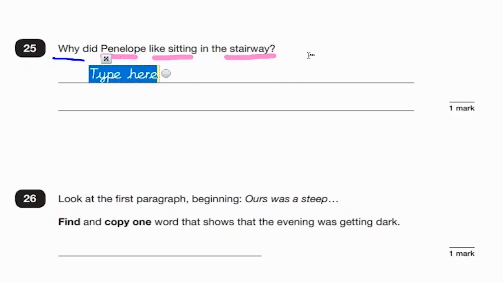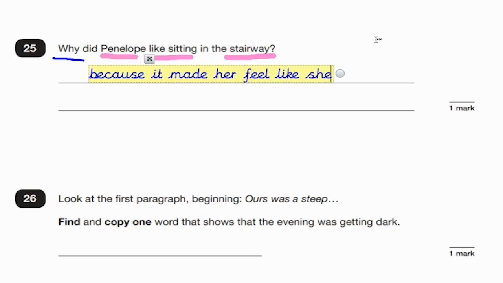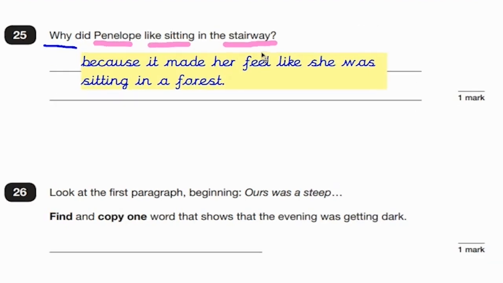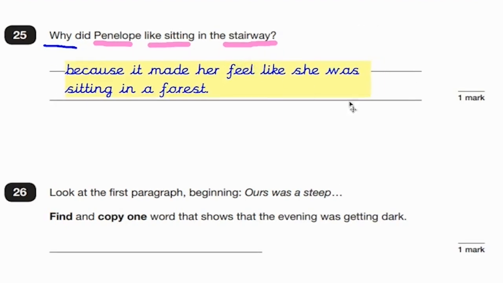So we can give 'because'. 'Because' is a good word to use because it helps the children to give that reason straight away. So why did Penelope like sitting in the stairway? Because it made her feel like she was sitting in a forest. And that will be a mark for that answer there, because we've given the reason taken from the text.